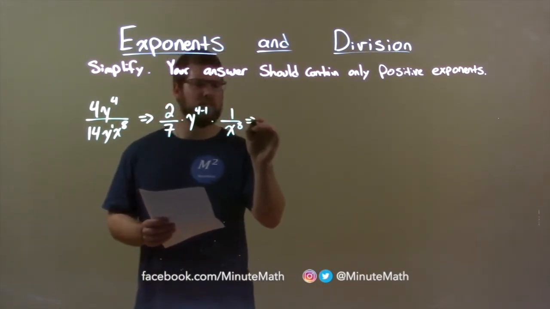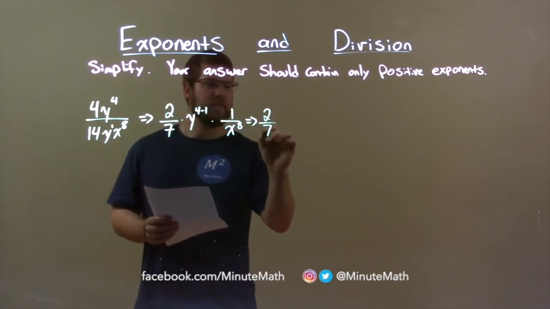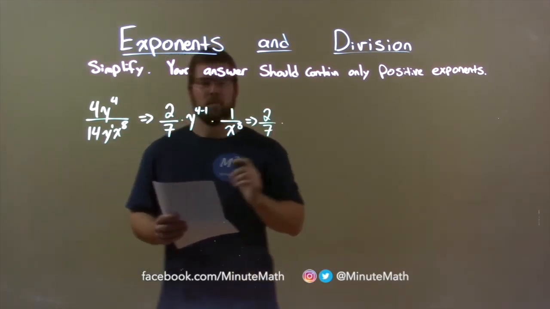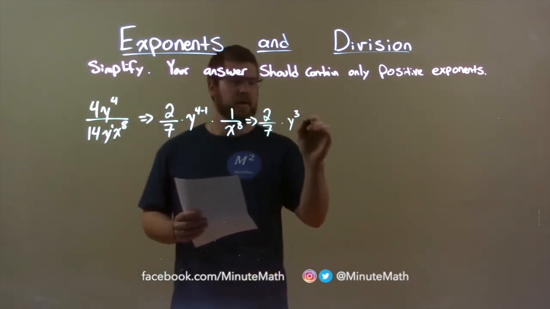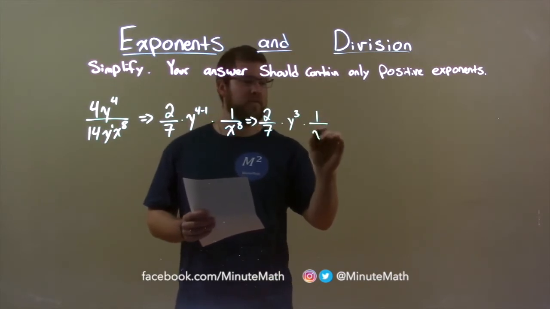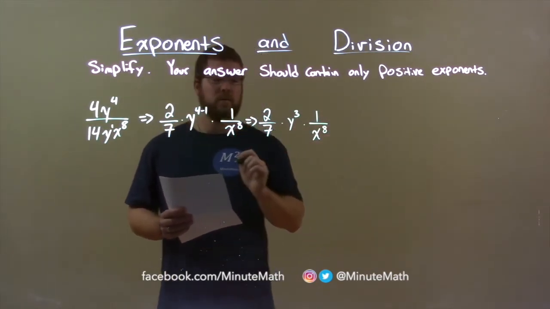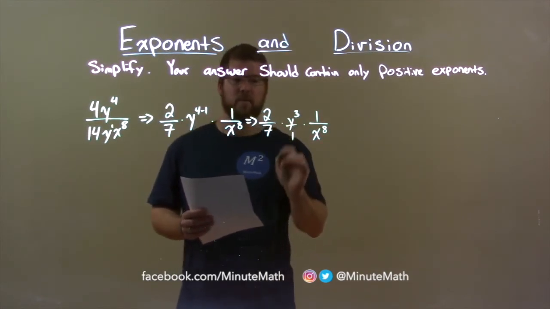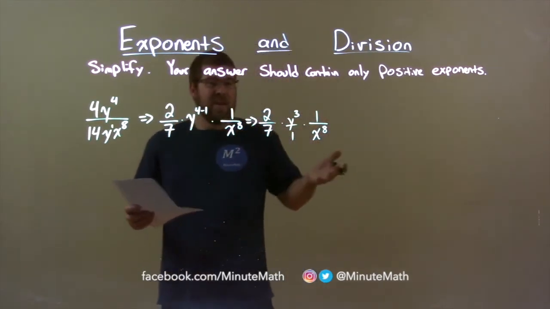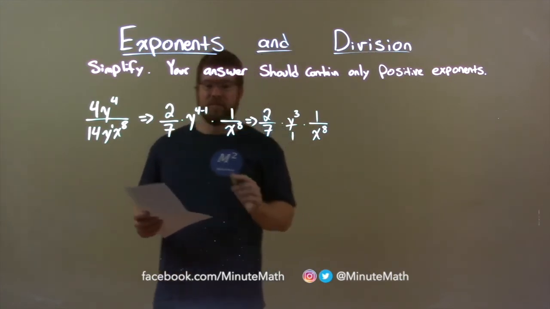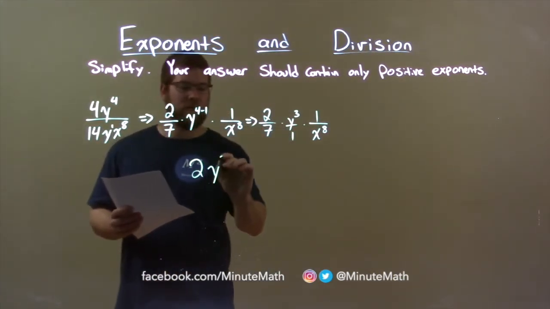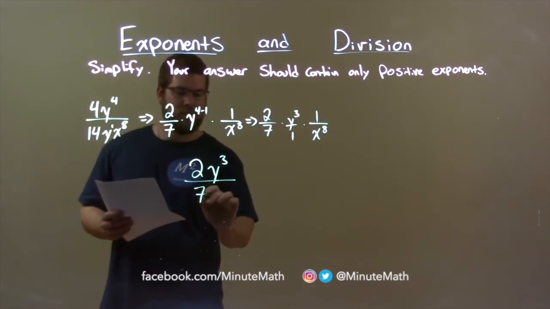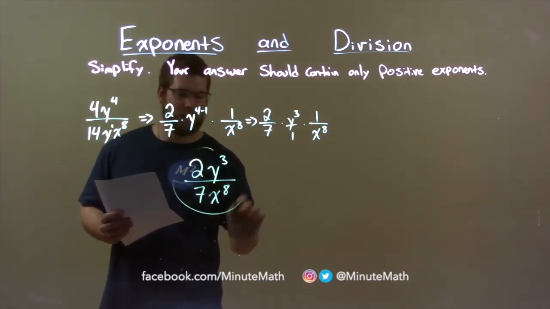So let's keep going, simplifying. We have 2 over 7 times, well, y to the 4 minus 1, that's y to the 3rd power. And then we still have the 1 over x to the 8th. Well, that y to the 3rd power is the same thing as y to the 3rd over 1. And so now we can combine everything for our final answer. We have 2y to the 3rd power over 7x to the 8th power.